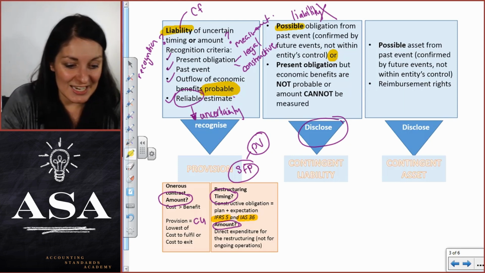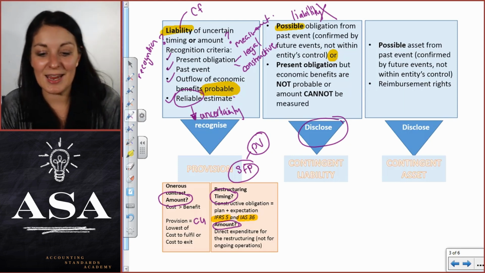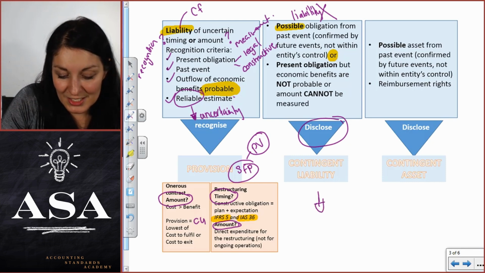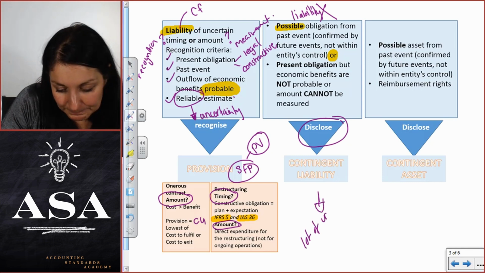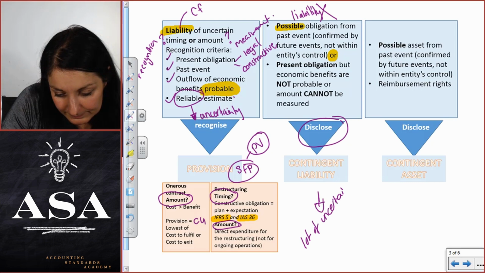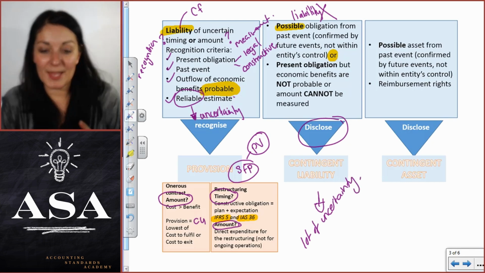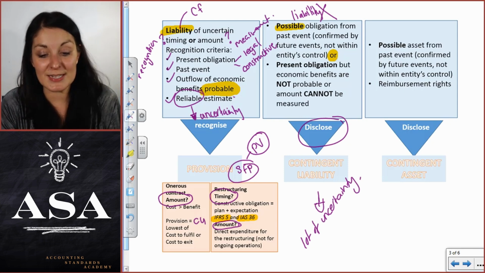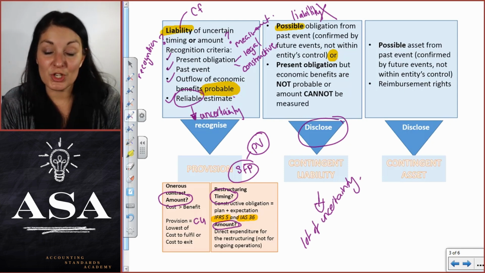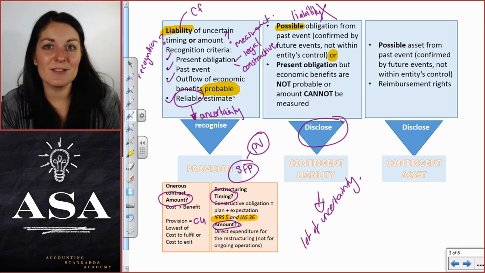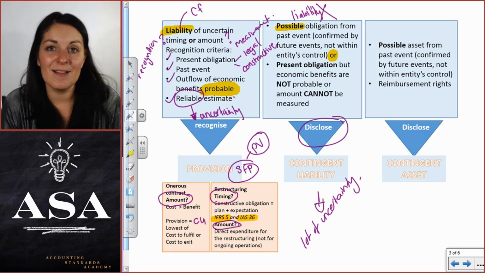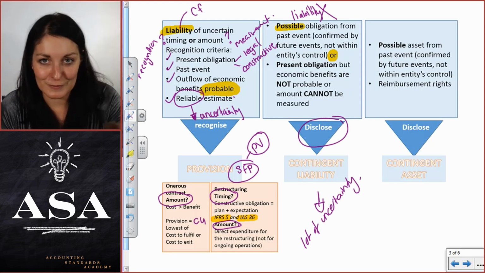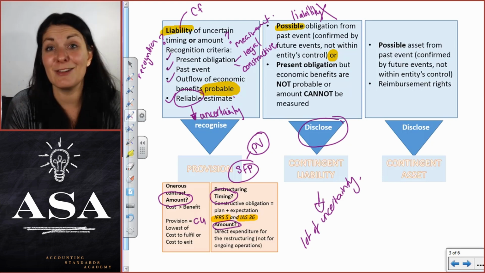So as you can see, there's a lot of uncertainty where you're dealing with a contingent liability. A lot of uncertainty regarding the outflow of economic benefits and the amount. So even though there might be an obligation, the rest of the criteria is fuzzy. We don't know if we're going to have this outflow of economic benefits and if we can measure it.